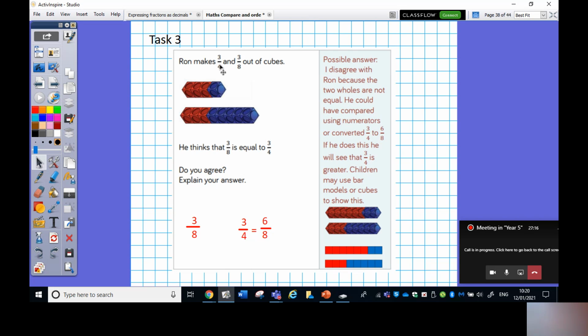So Ron makes 3/4 and 3/8 out of cubes and he thinks that they're equal. Do you agree? Well, we can see that they're not equal, so let's prove it. He says 3/8 is the same as 3/4. Now, if I find the equivalent in eighths, I know that 3/4 equals 6/8. 6/8 and 3/8 are not equal.